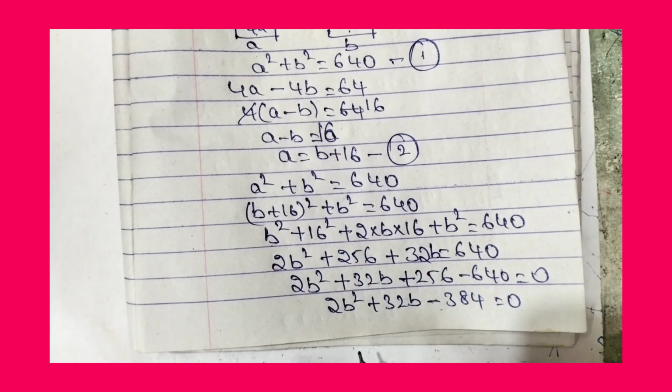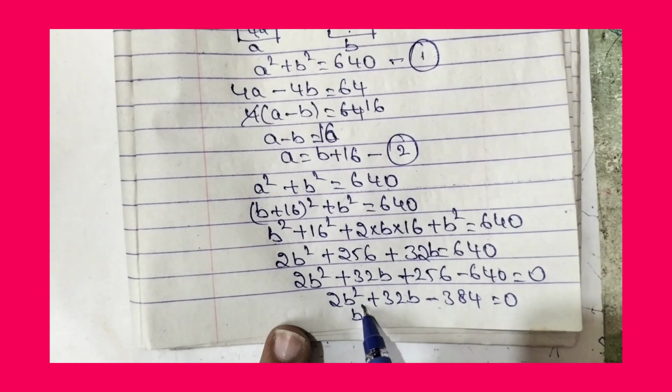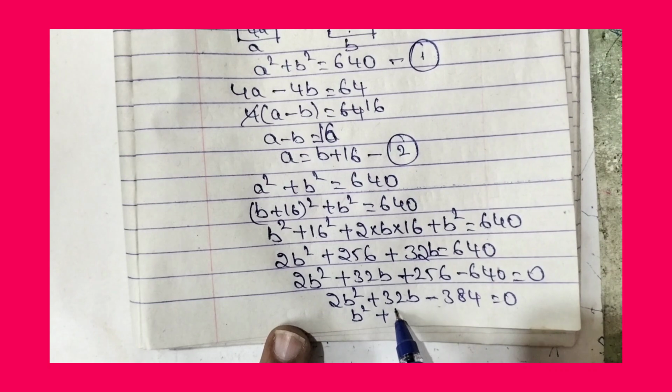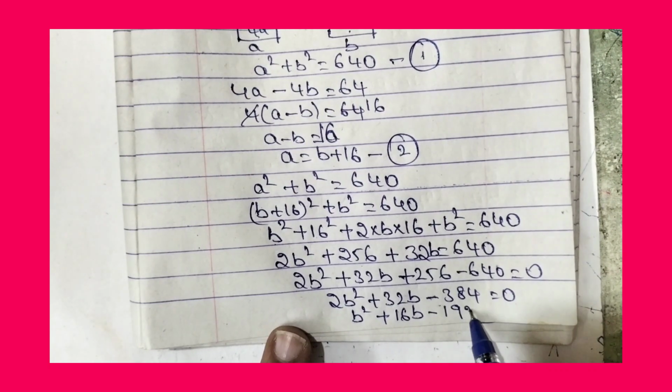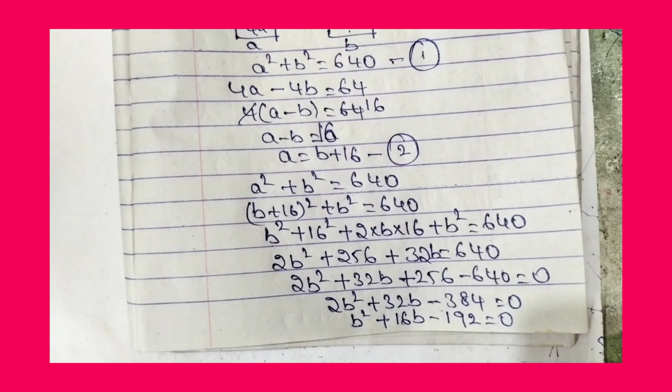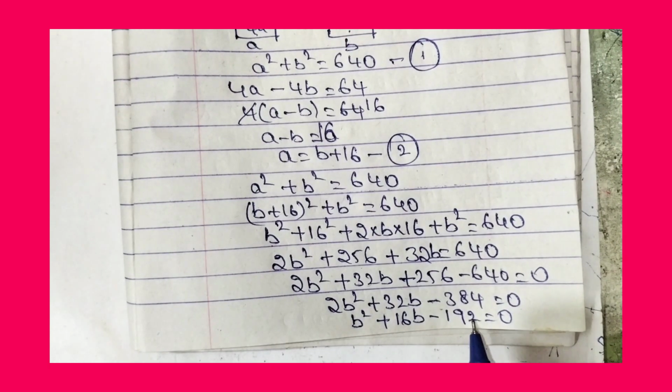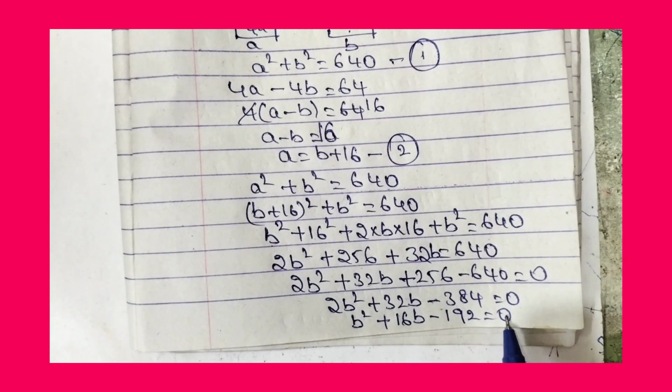So divide each term by 2. The 2s cancel, we get b square plus 16b minus 192 is equal to 0.